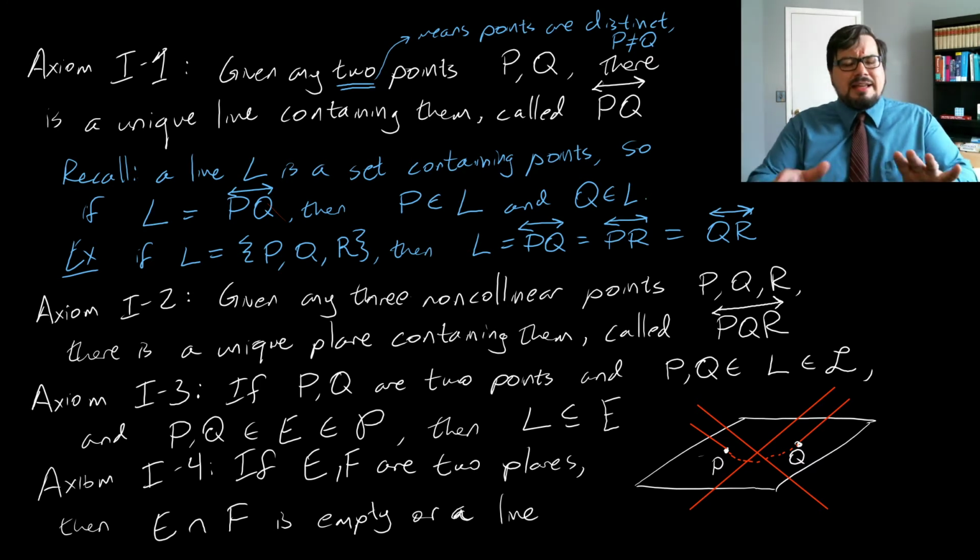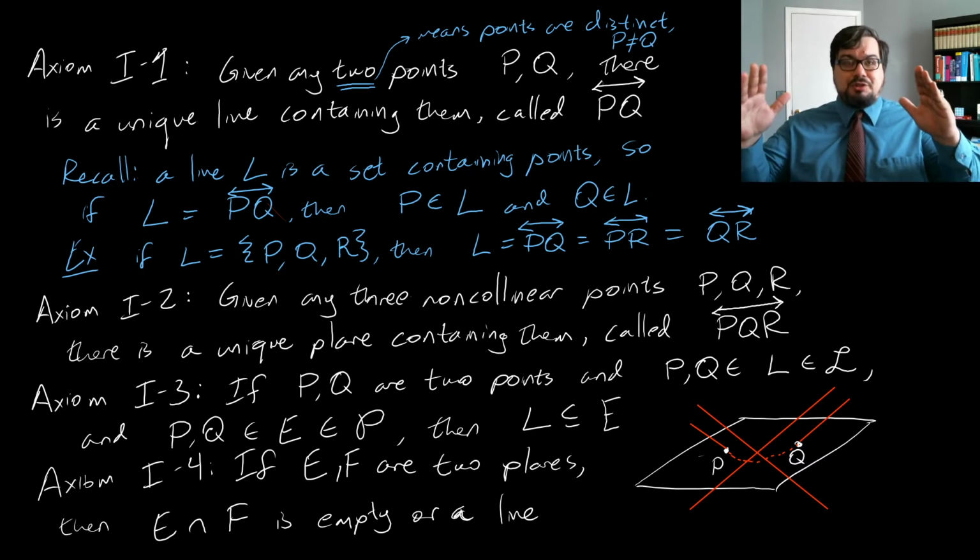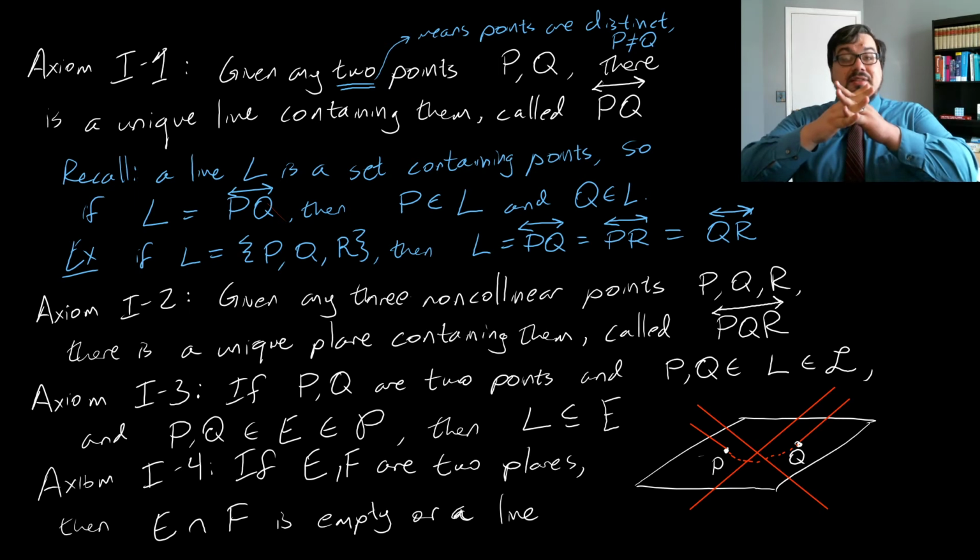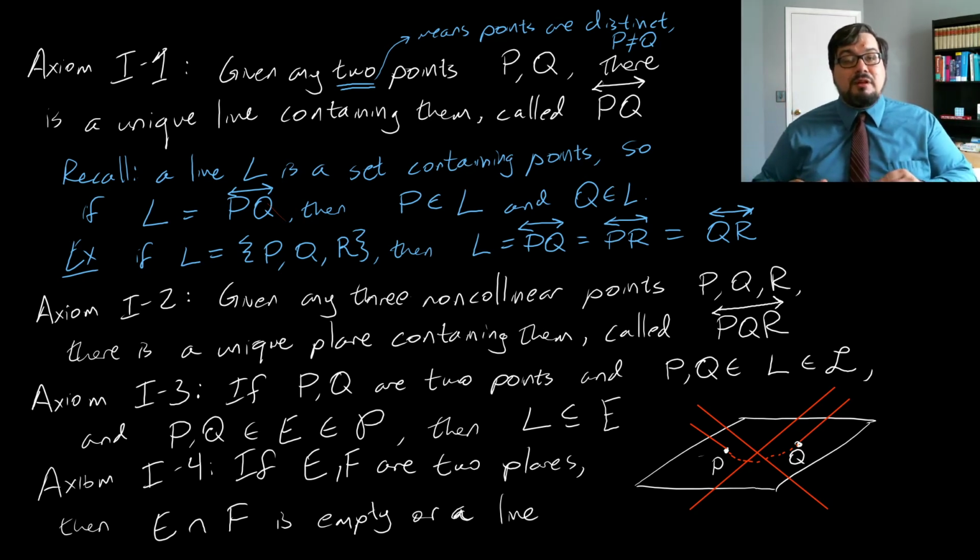And essentially that comes down to saying that if I take two two-dimensional things that intersect, then their intersection is a one-dimensional thing. Planes are two-dimensional, a line is one-dimensional, and there's some arithmetic there that is related to the dimension of the space that everything is living inside of. So that's what axiom I4 is doing for us.